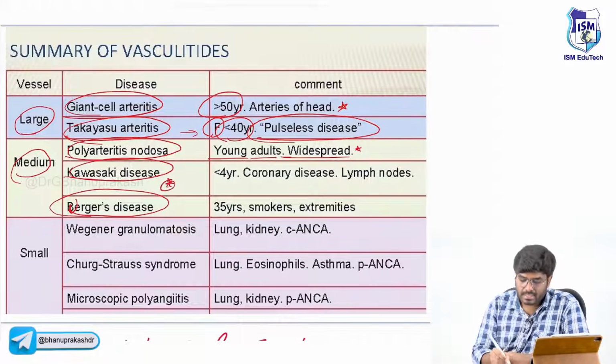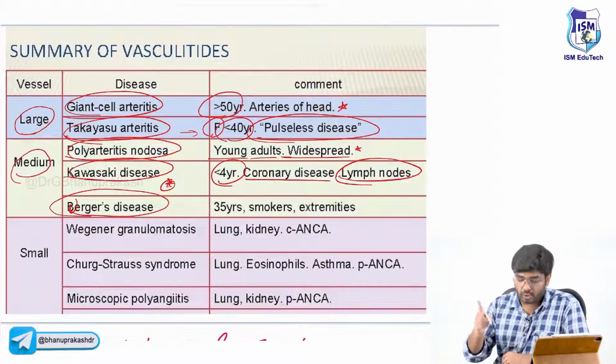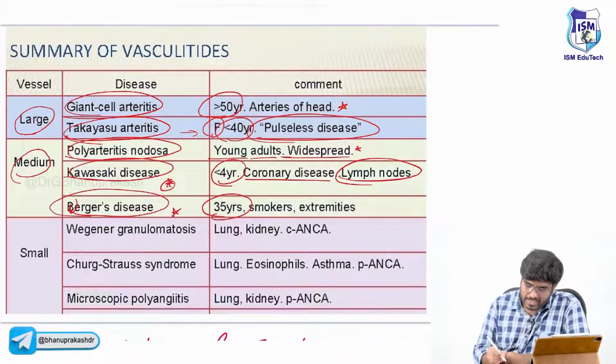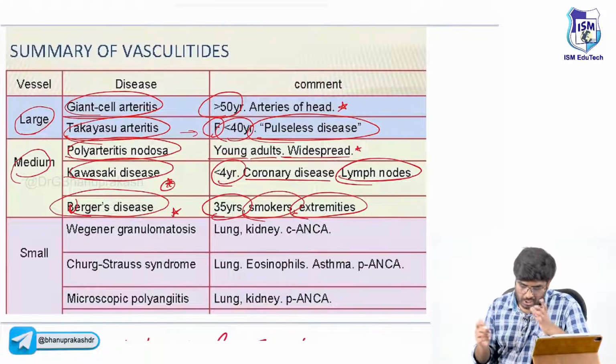Kawasaki disease: less than 4 years of age. Coronary arteries are going to be affected, and lymphadenopathy is going to be seen. It is also called mucocutaneous lymph node syndrome. And Buerger disease: males, chronic smokers, extremities will show Raynaud's phenomenon and autoamputation.